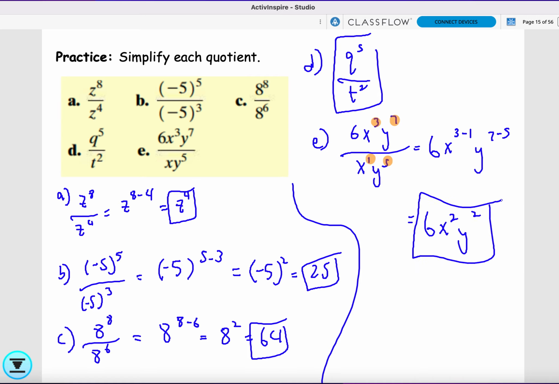Try not to overthink these practice problems, guys. Apply the quotient rule as best you can. Subtract the exponents. Divide the numbers if there is numbers to divide.